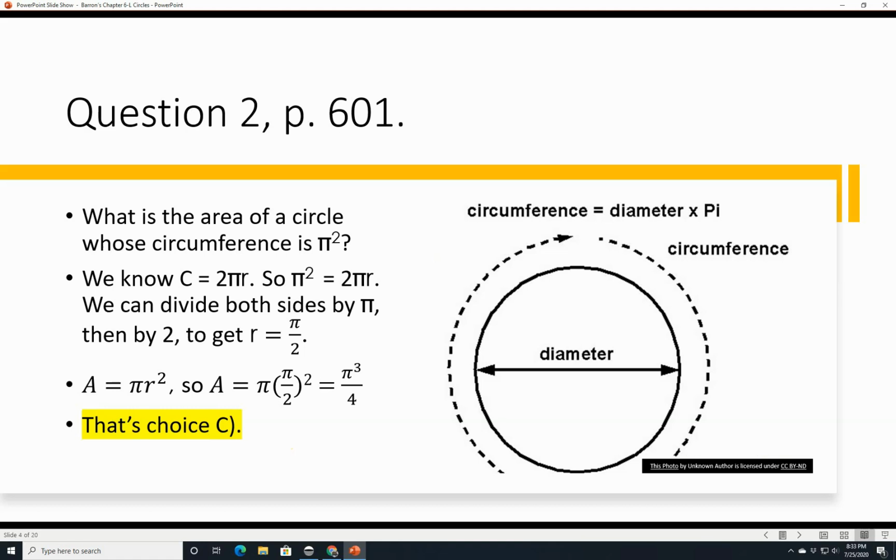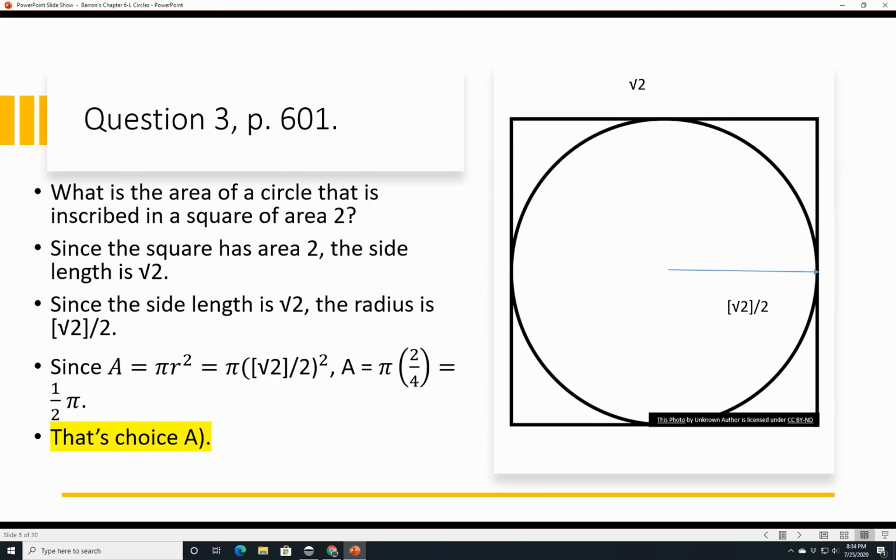Question 2, page 601. What is the area of a circle whose circumference is pi squared? Well, again, we know C is equal to 2 pi r, so pi squared is equal to 2 pi r. We can divide both sides by pi, and then by 2, so then we get the radius r is equal to pi over 2. The area is equal to pi r squared, so A is equal to pi times pi over 2 squared, which is going to be pi cubed over 4, which is choice C.